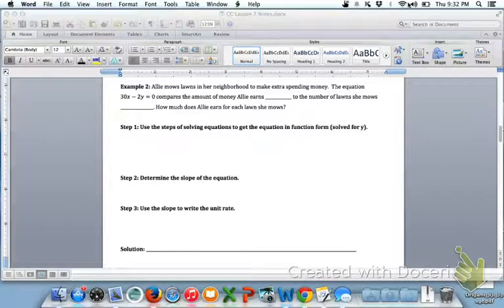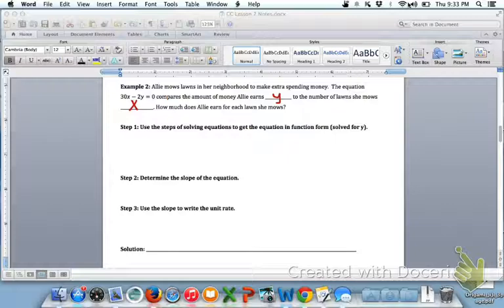So this is part 3 of understanding proportional relationships, and we're going to look at example 2. Allie mows lawns in her neighborhood to make extra spending money, and we're going to look at that in a linear relationship. We have the equation 30x minus 2y equals 0, and that compares the amount of money Allie earns, y, so that is going to represent her y value, to the number of lawns she mows, which is going to be our x value.